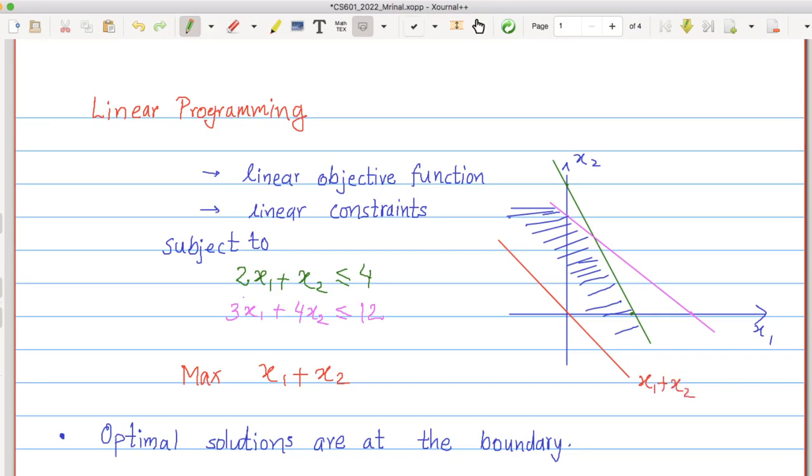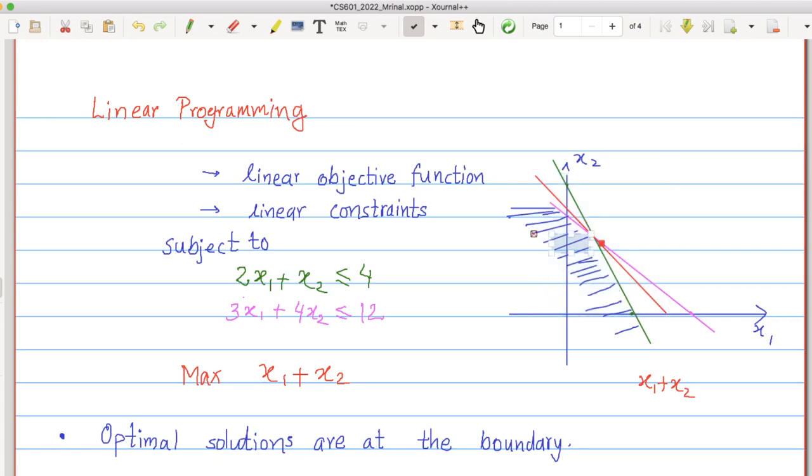you get higher values of x1 plus x2, right? So now for example the line is at x1 plus x2 equal to 1. So all the points on the red line are x1 plus x2 equal to 1. So you push it as far as possible so that you still intersect your feasible region, right, which is the shaded area. So this is the last point where it's about to leave the feasible region. So that's our optimal point here, right?